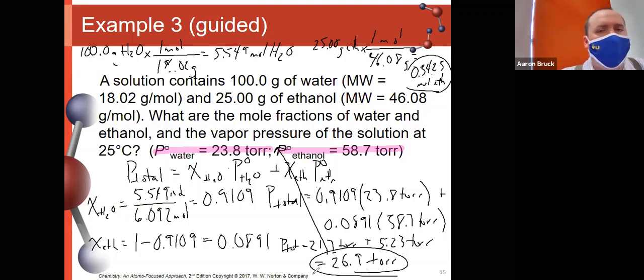Now, for Raoult's law kinds of problems, these are about as complicated as they get when you have multiple volatile solutes. Any questions about this one? If you can do this one, you can pretty much do any Raoult's law problem. Like I said, this is about as complicated as they get.